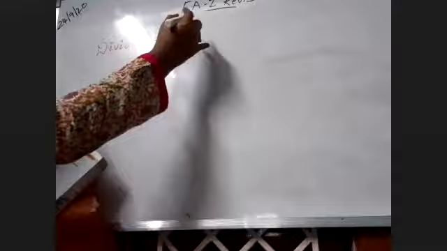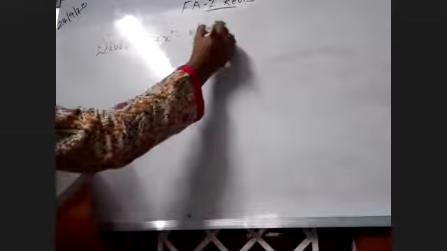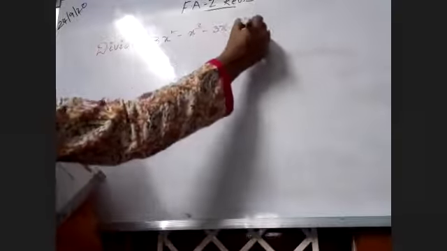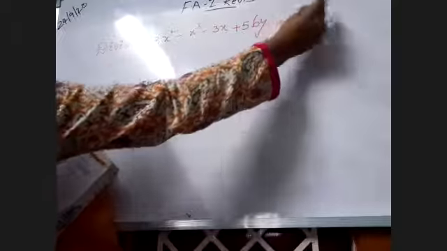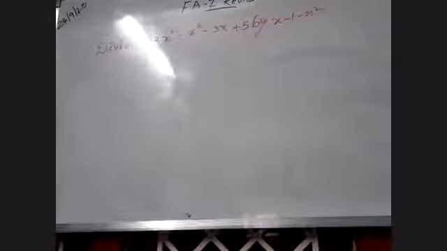So divide 3x square minus x cube minus 3x plus 5 by x minus 1 minus x square, and verify the division algorithm.